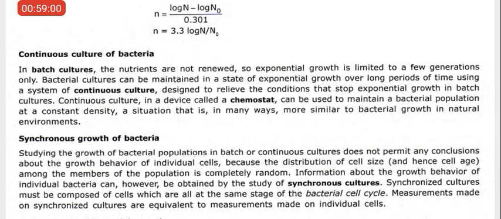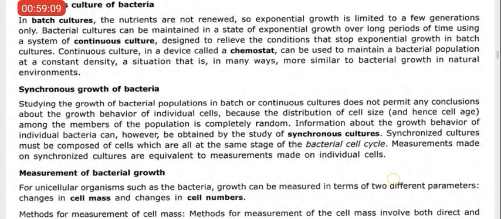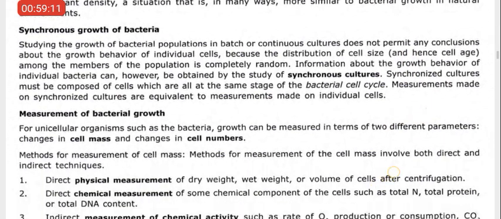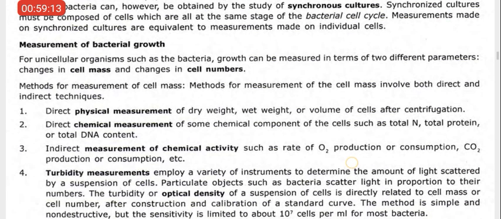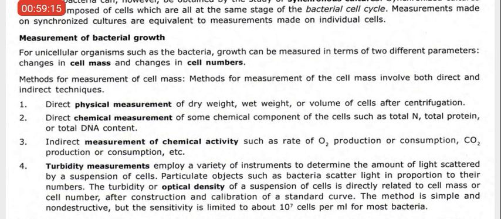Synchronized cultures must be composed of cells which are all at the same stage of the bacterial cell cycle. Measurements made on the synchronized cultures are equivalent to measurements made on individual cells. Then measurement of bacterial growth. For unicellular organisms such as bacteria, growth can be measured in terms of two different parameters: changes in cell mass and changes in cell numbers.